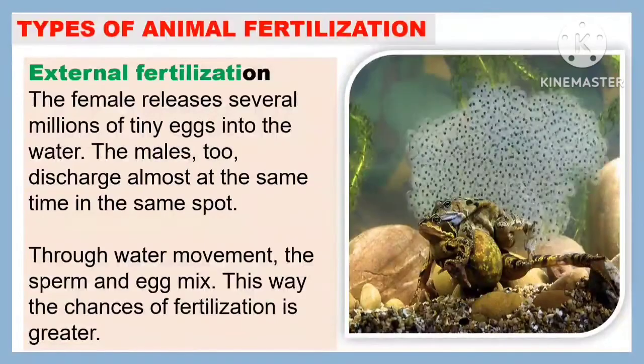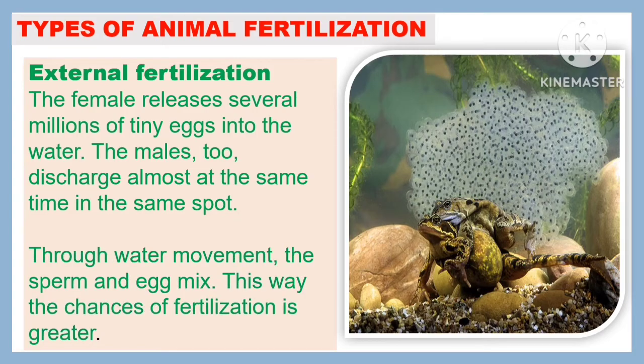In external fertilization, the female releases several millions of tiny eggs into the water. The males too discharge almost at the same time in the same spot. Through water movement, the sperm and egg mix. This way, the chances of fertilization are greater.